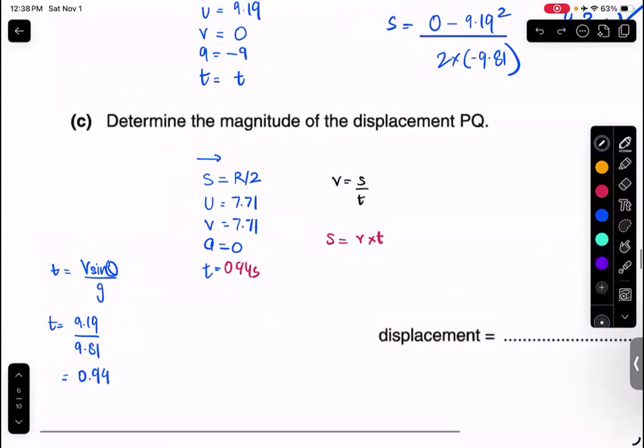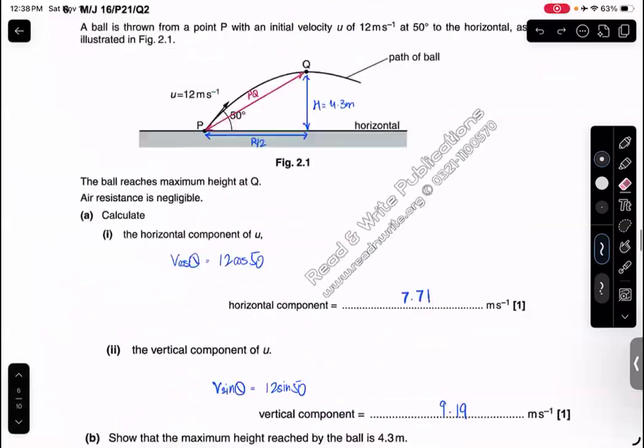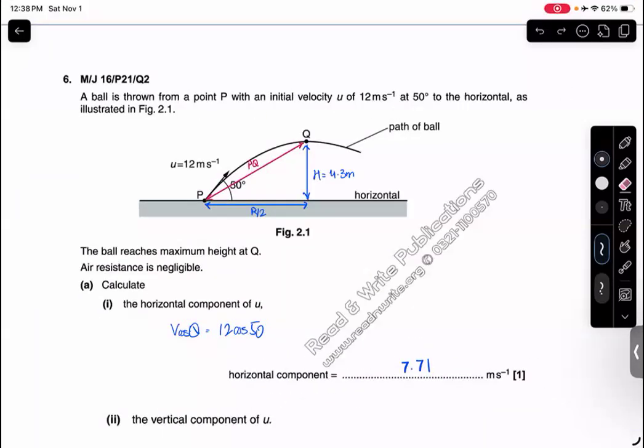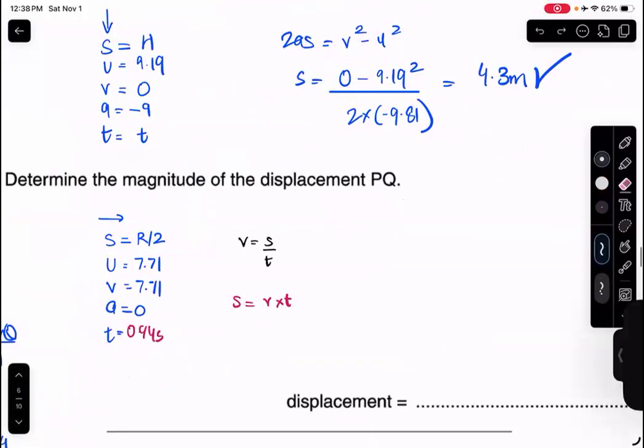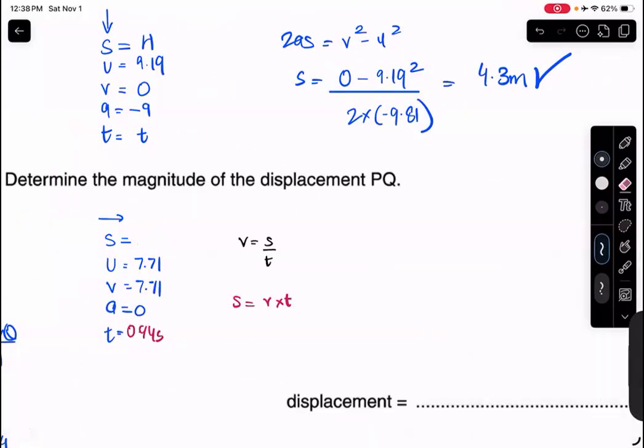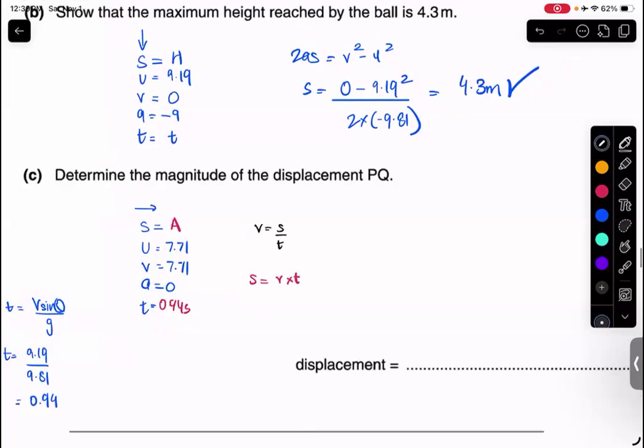But wait, we don't even need to do R over 2, because we want just this distance. We just want this distance. So you can call it whatever you want. You don't even need to do R over 2 because we don't want the full range. We only want half of it. Let's just call this, let's call it A. Okay. A for R is.